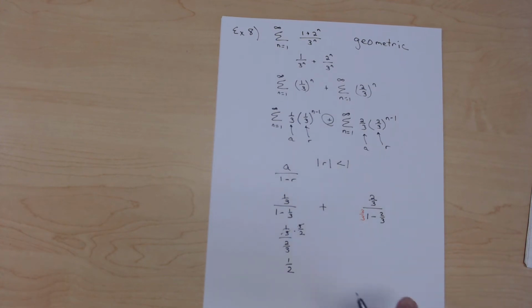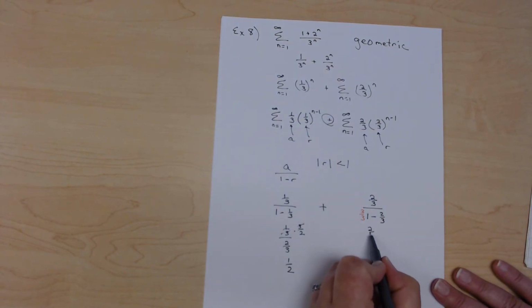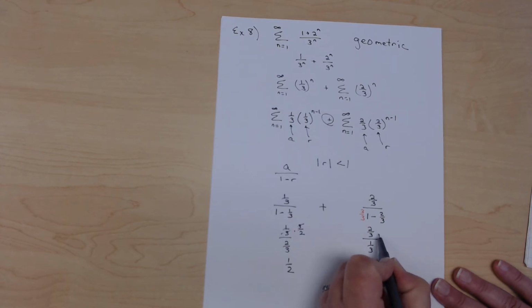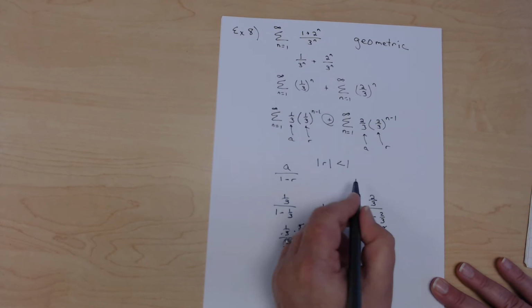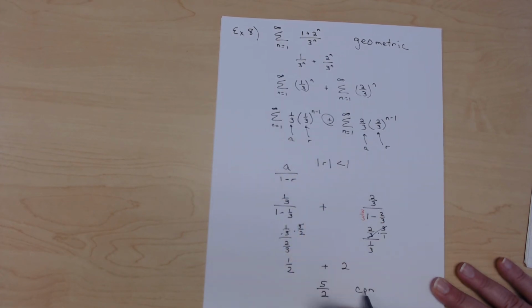For the other one, this would be like 3 over 3, so I could subtract. That gives me 2/3 divided by 1/3, or multiply by the reciprocal, the 3's cancel, so plus 2. So 2.5, we could also write that as 5/2. And let's write it converges. We knew that way up here, but wherever you write it, that's fine.